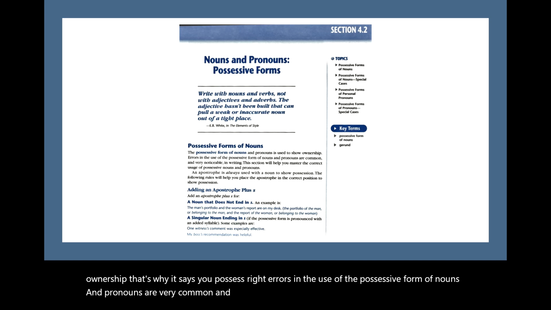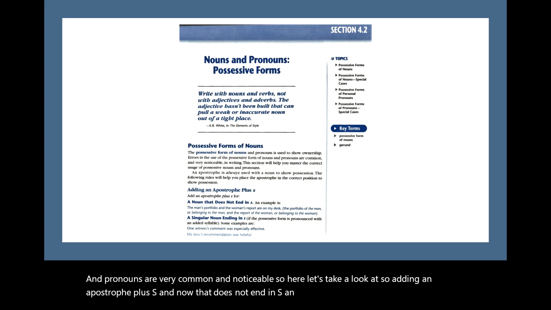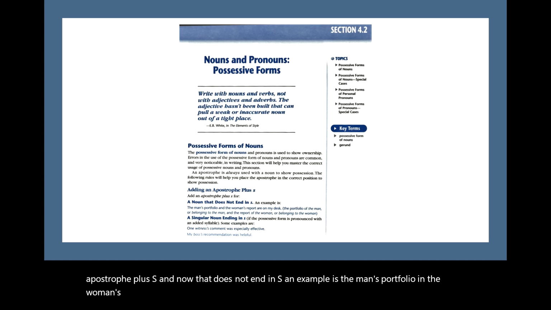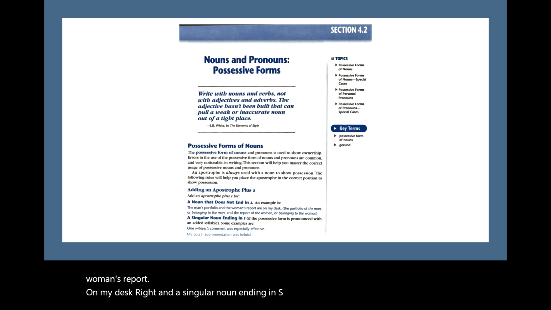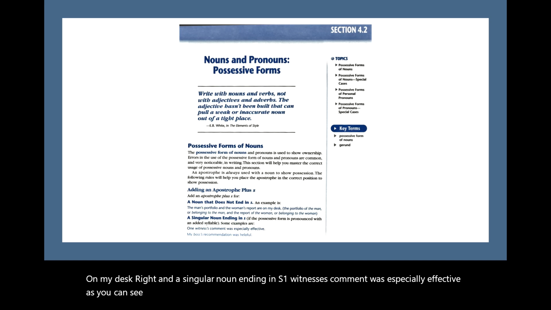So here, let's take a look. Adding an apostrophe plus S to a noun that does not end in S. An example is the man's portfolio and the woman's report on my desk, right? A singular noun ending in S: one witness's comment was especially effective. As you can see there, the S at the end makes it possessive.